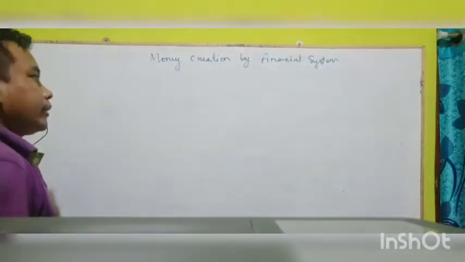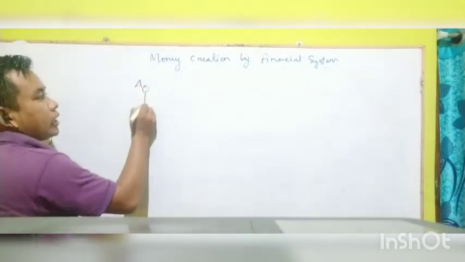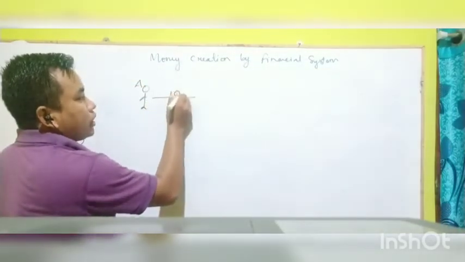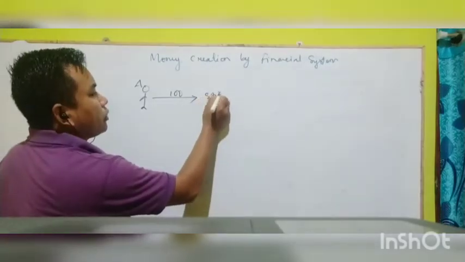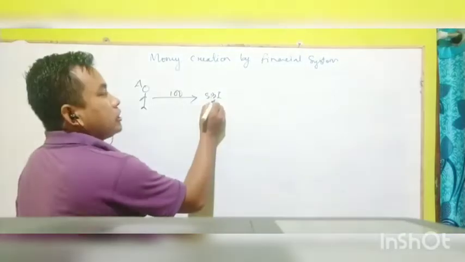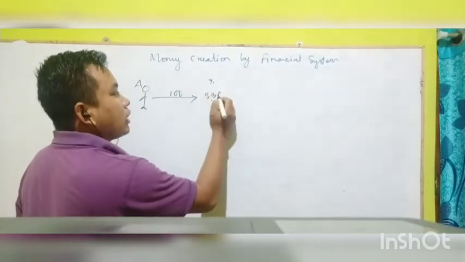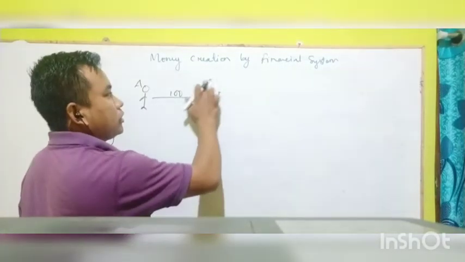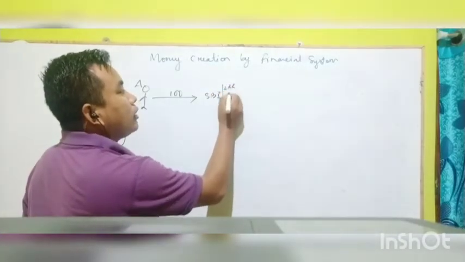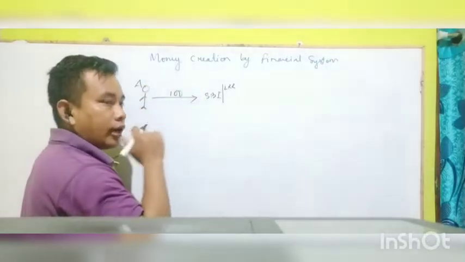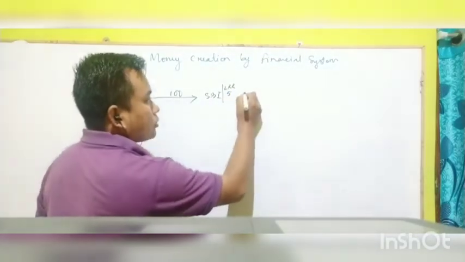Let us take an example. Mr. A deposits rupees 100 to the bank. The bank has to keep a percentage with RBI, for example SBI keeps a percentage with RBI. This is called the legal reserve ratio, LRR. I'm just taking an example, actually it's not correct, but listen: 5 rupees is deducted as LRR.